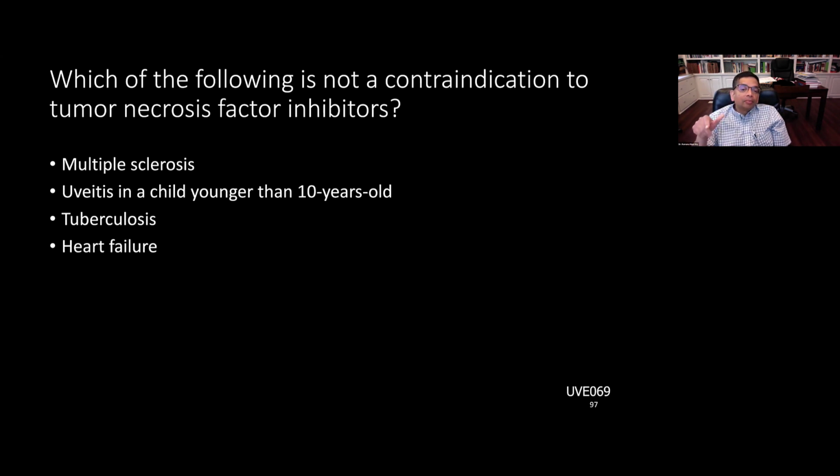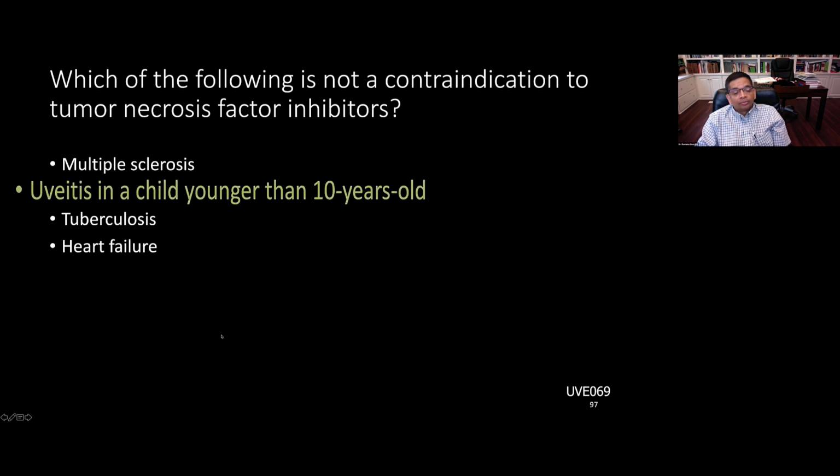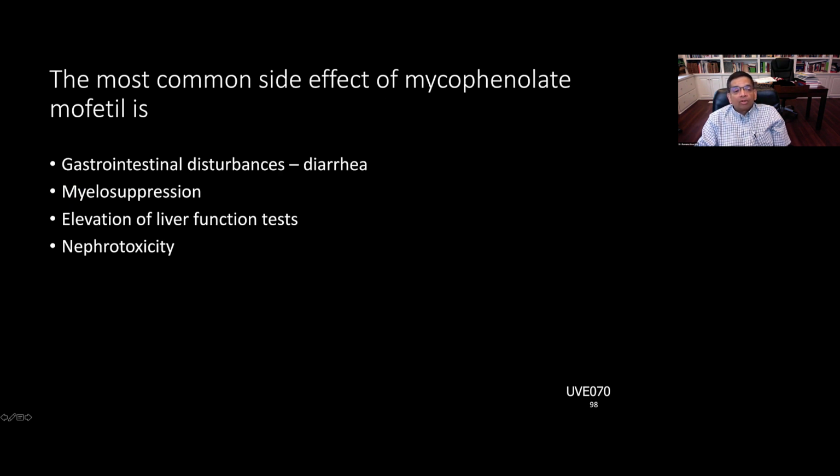TNF-alpha inhibitors can cause exacerbation of underlying multiple sclerosis or cause de novo demyelinating disease. They can cause worsening or exacerbation of heart failure. They can cause a reactivation of latent tuberculosis. So those are all contraindications. But we use Remicade and Humira in the treatment of uveitis in children very commonly. So that's not a contraindication. That's the answer.